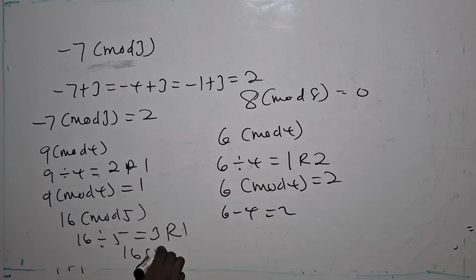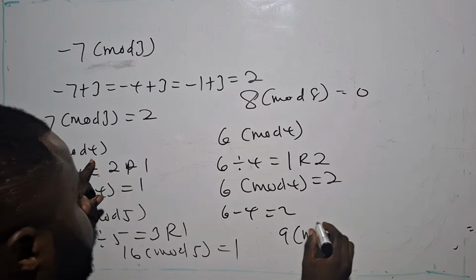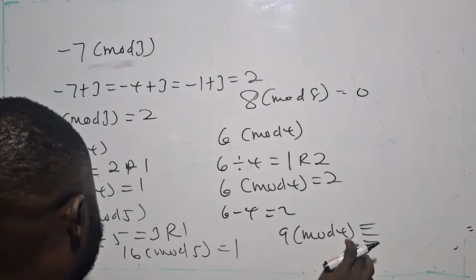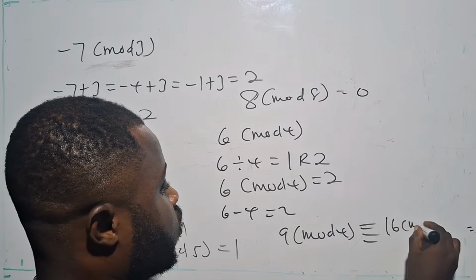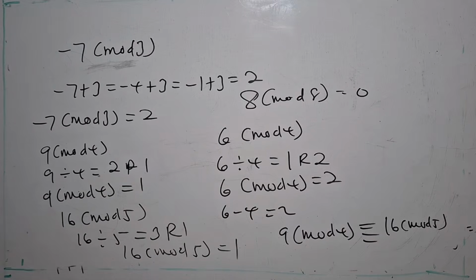So 16 mod 5 is also equal to what? 1. So this one, 9 mod 4, you can say is equivalent to 16 mod 5. So a time is coming, in some part of this lesson, we are going to find a given equivalent in modulo arithmetic. So these are the rules I want you to take note of.